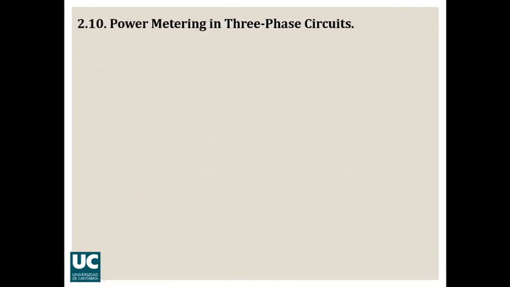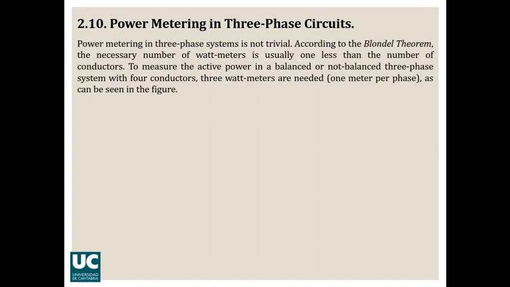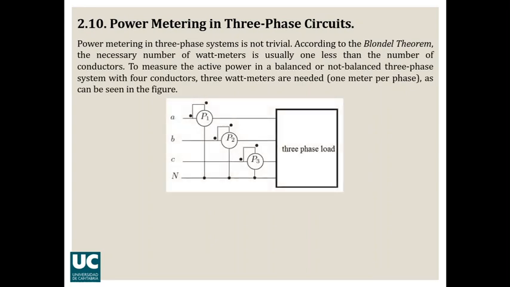In this section 2.10, power metering in three-phase circuits, we talk about how we could measure the power in these systems. And power metering in these systems is not trivial. The Blondel theorem states that the necessary number of wattmeters is usually 1 less than the number of conductors. That means that in the cases where we have the 3 phases and the neutral conductor, as we have 4 cables, we are going to need 3 wattmeters to measure power.